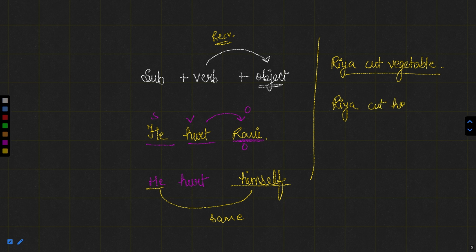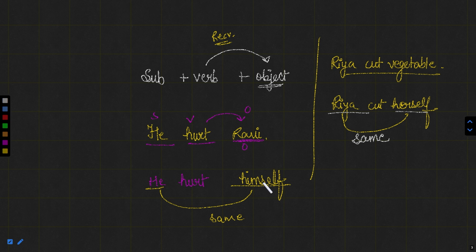Okay, Ria cut herself. Now here, the person who does this action is also Ria, and who was cut or who received that action was also Ria. It means this Ria and herself, these two are the same person. It means if the receiver and the doer of the action, both the people are same, then we use reflexive pronoun. Okay, in that case we use reflexive pronoun. It means if the doer of the action as well as the receiver of the action, if both the persons are same, we use reflexive pronoun.